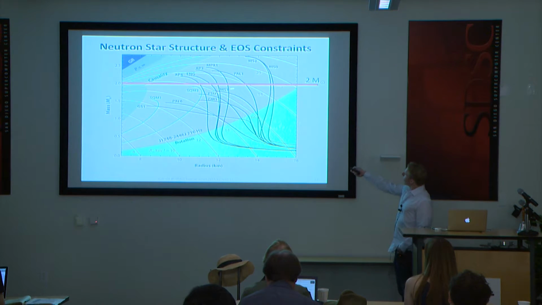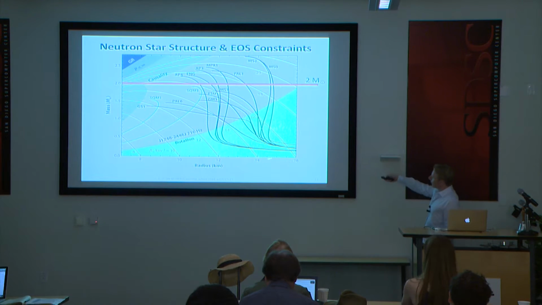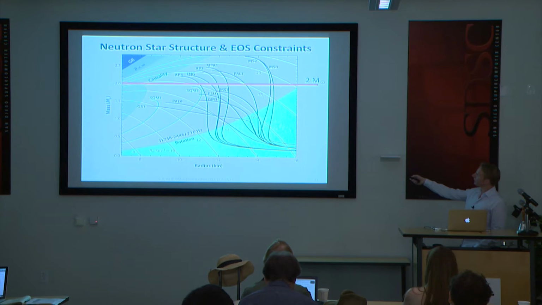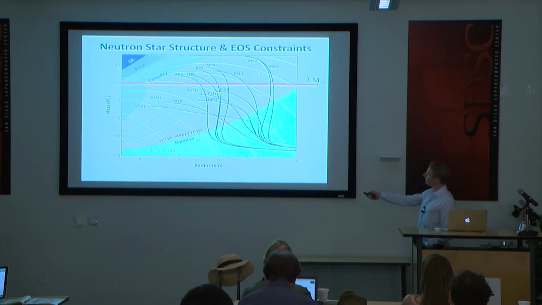And that allows us to rule out all these guys down here, all the equations of state that do not support neutron stars at least as massive as two solar masses. So that's good news, but we still don't have a constraint here. We don't know what the radius of the neutron star is, and there's all sorts of equations of state still allowing a two solar mass neutron star, but having very different radii. So how do we get the radii?